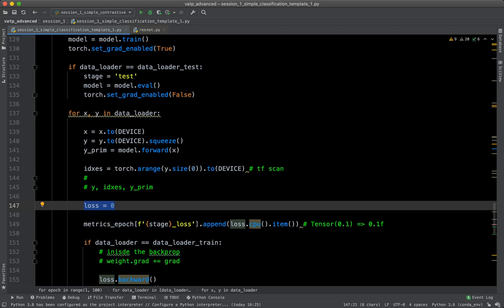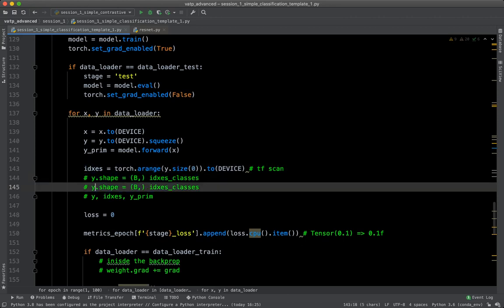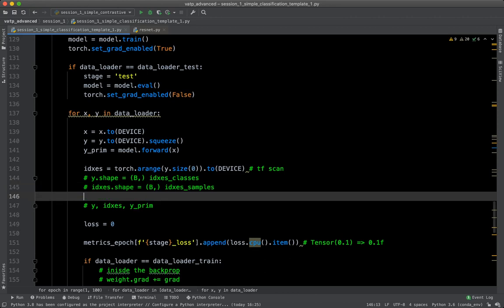Hopefully you can. Meanwhile, let me show you the shapes. The shape of this one is the batch, comma, like that, right? These are just the indexes of the classes. Then the shape of this one is just the indexes of samples. Then the shape of this one, this one is more interesting.